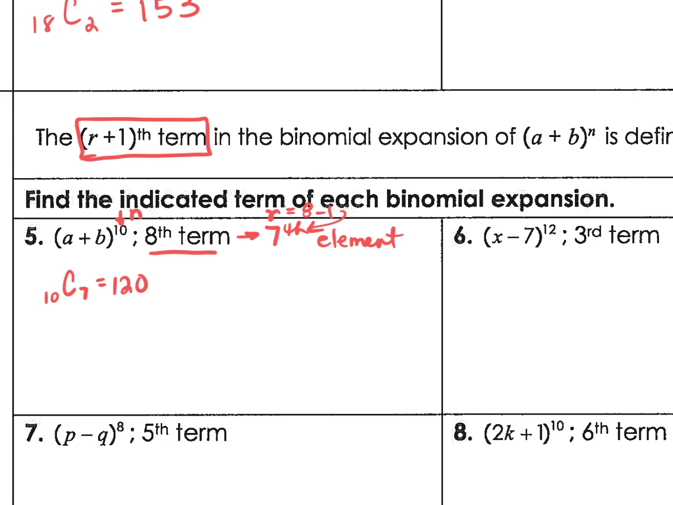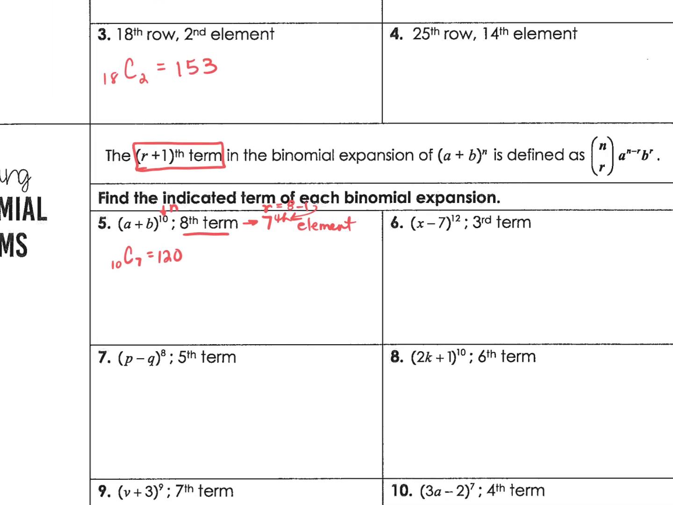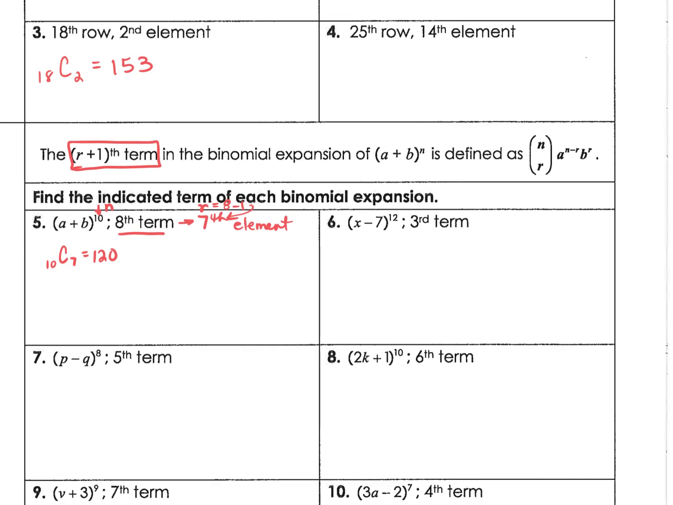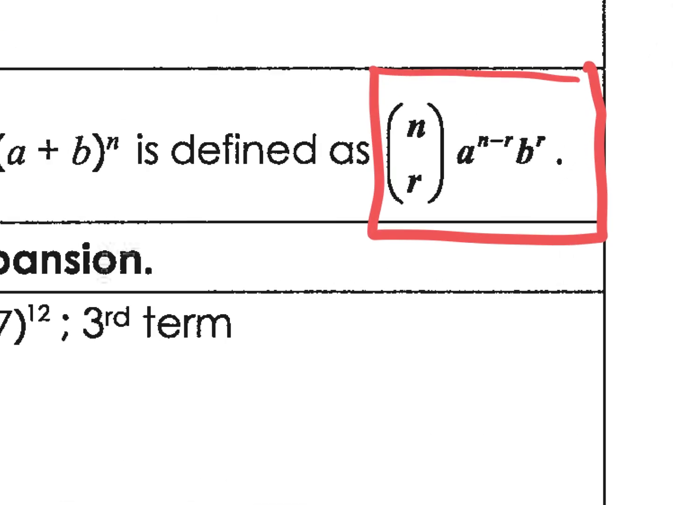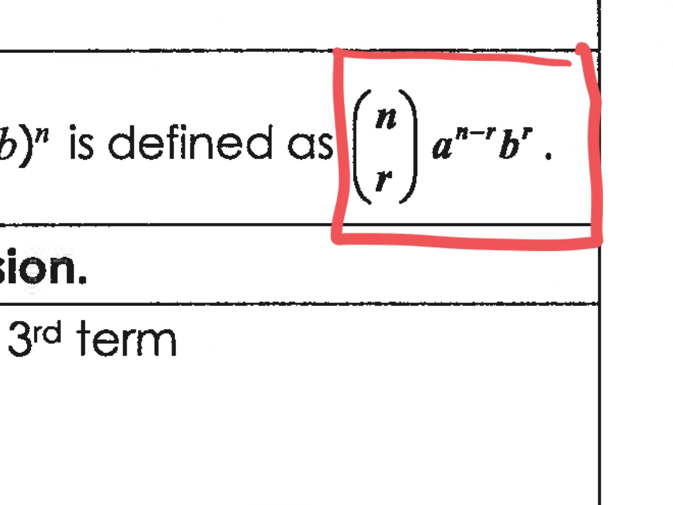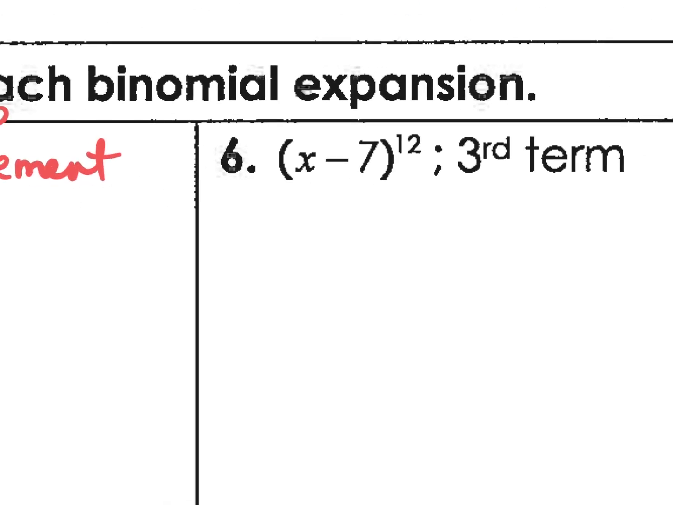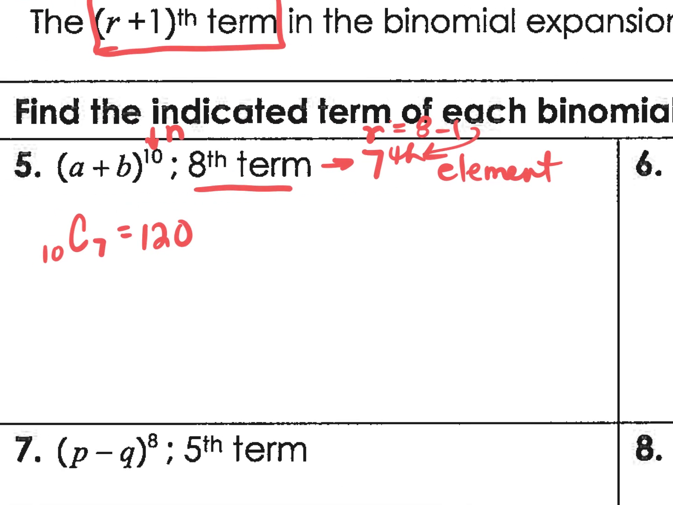Now we need the rest of the term. Well, take a look over here and see what you've got. This is what you need to know. It is going to be A to the N minus R, B to the R. So if you know N and R, you can find those, can't you? So N minus R, B to the R. So this would be A. So we have 120, A to the N minus R, B to the R.